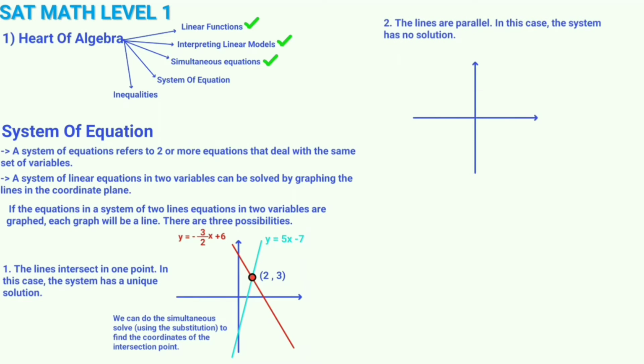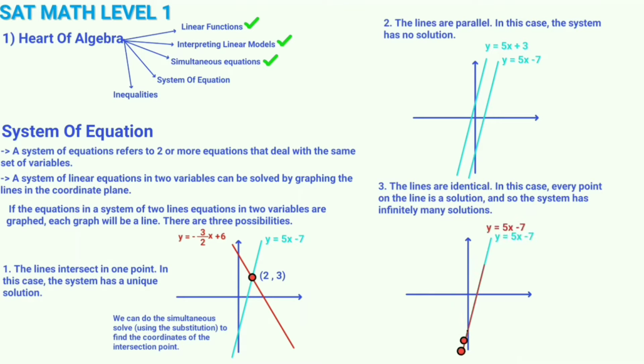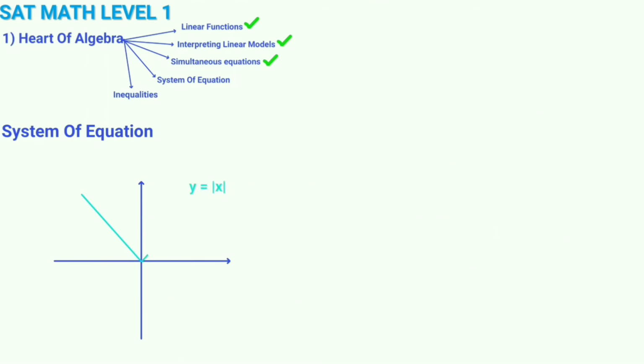And number 2 is the lines are parallel. In this case the system has no solution because there is no intersection, so no solution. Number 3, the lines are identical. In this case every point on the line is a solution, and so the system has infinitely many solutions. So the number of solutions is infinite because the two lines are intersecting one another infinitely. You can just see points after points coming. So these are the three possible ways.